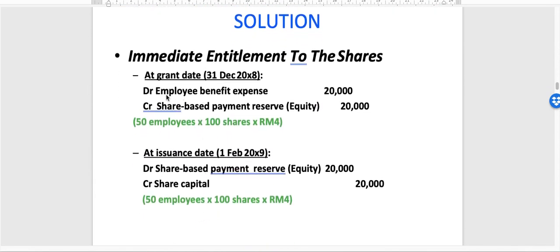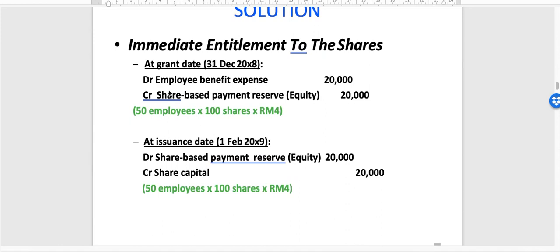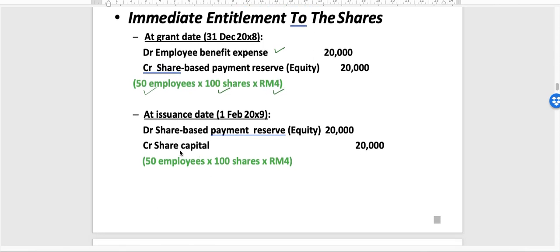So at grant date, that will be an expense to the company. So you debit employee benefit expenses, and credit the reserve, which is the equity component. So 50 employees times 100 shares times the price of the share. And when you actually issue the share, you will credit the share capital. It will increase the capital of the company, and you will reverse back the reserve that you have credited here. So this is actually the settlement. You will debit the reserve and you will credit the capital.